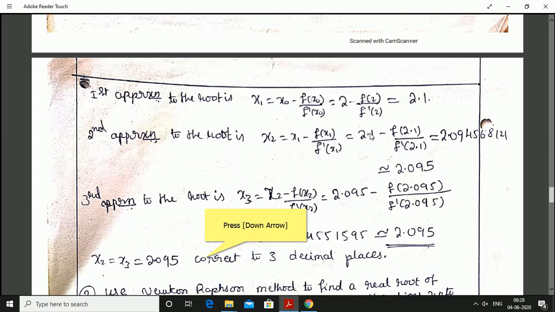If they ask you correct to 4 decimal places, then you consider the solution correct to 4 decimal places and approximate accordingly. So, the required solution correct to 3 decimal places is 2.095. I hope you understand it.